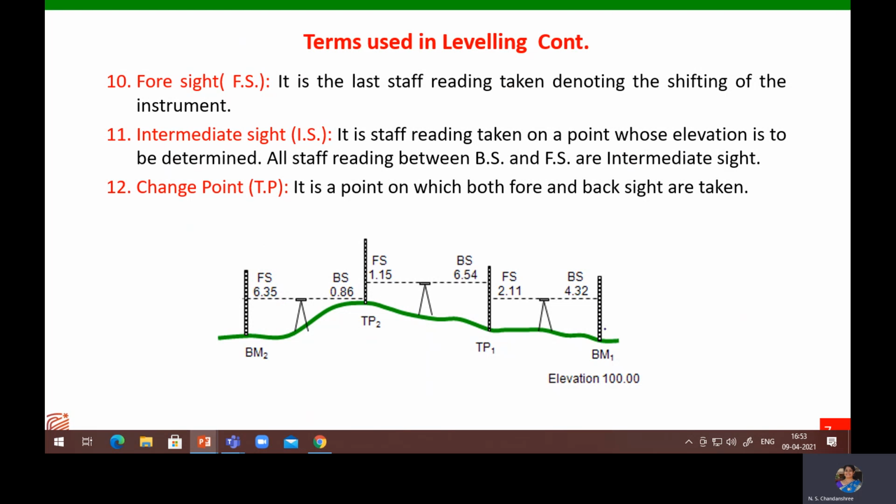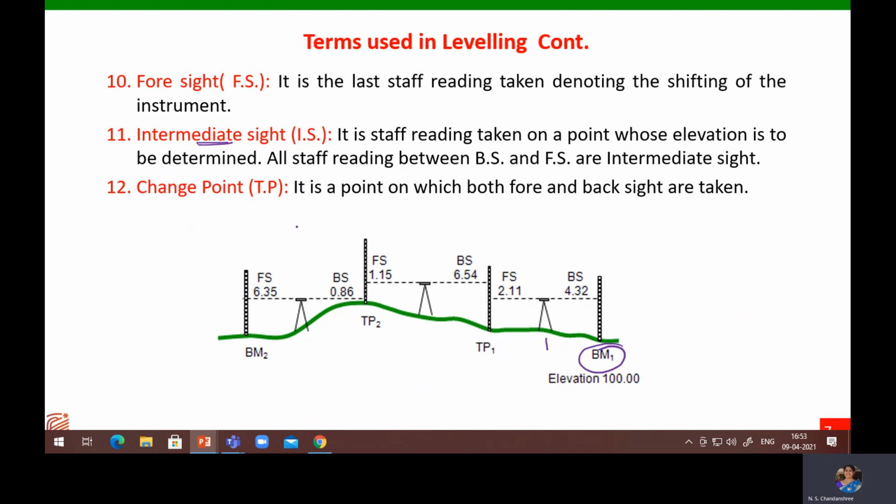So from here the survey is starting from BM1, benchmark 1. When instrument 1 is set here, the first reading is taken on the leveling staff, and that is the backside reading, and the last reading is the foresight reading. Then all the other remaining readings that are taken are considered as intermediate sights.